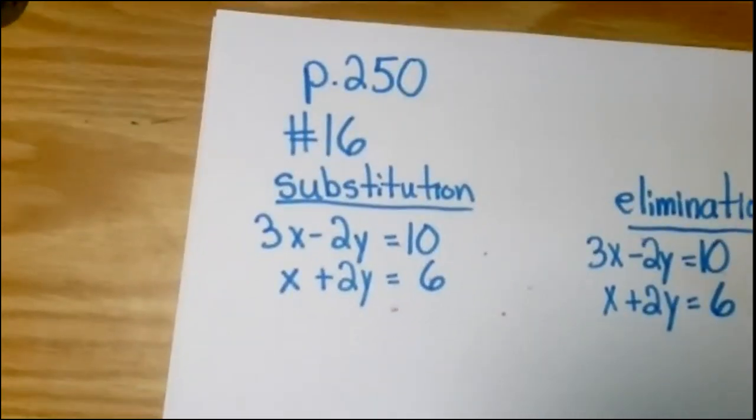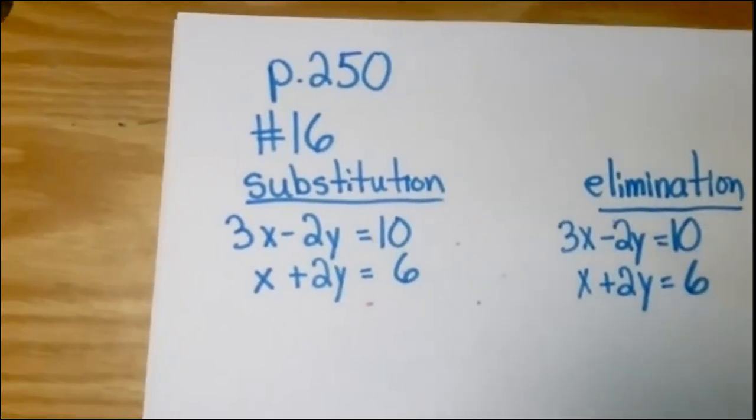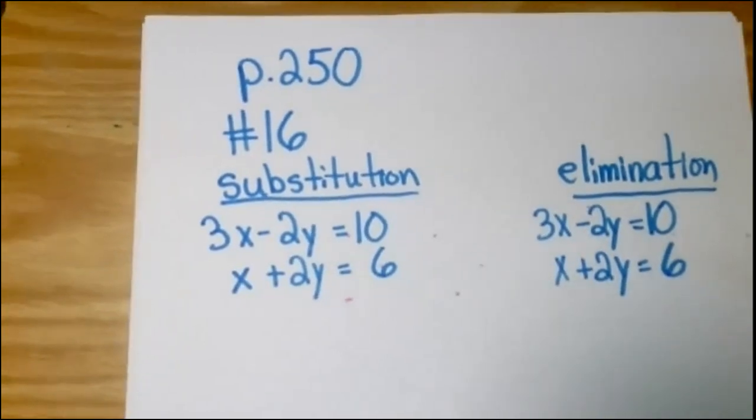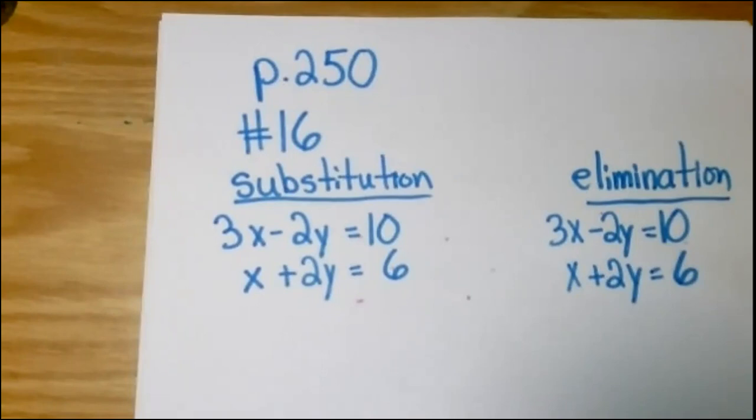Number 16. Okay, this question is asking us: is it possible to solve the system 3x minus 2y equals 10 and x plus 2y equals 6 by using substitution? If so, explain how. Which method, substitution or elimination, is more efficient and why? This is one of these problems I wanted to do with you because you are going to have to turn this in, so you're going to want to copy this down. I wanted to show you why elimination is the best method for solving systems of equations.